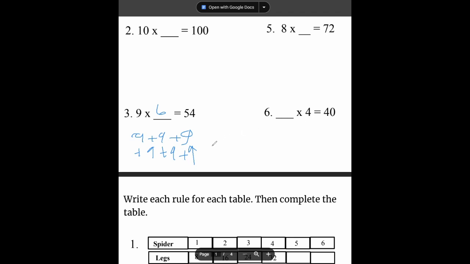So you could use this method by doing blank times 4 equals 40. You could do 4 plus 4 plus 4 until you get to 40, and then count how many 4s you needed. So in this case it would be 10, using the same reasoning as questions 2 and 4.